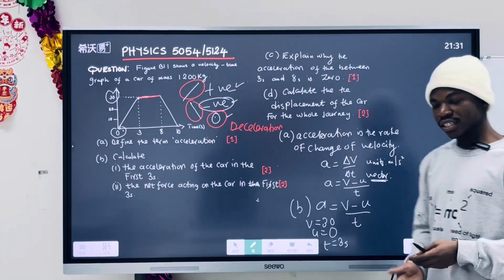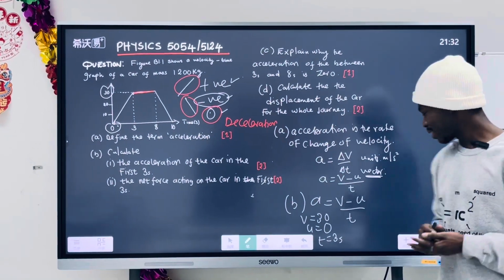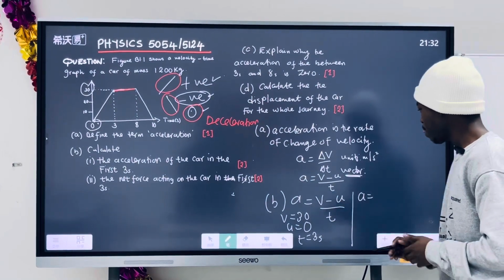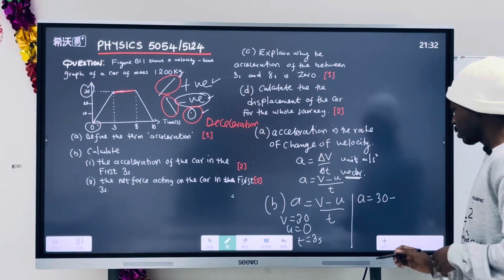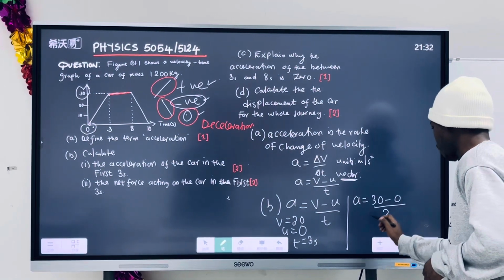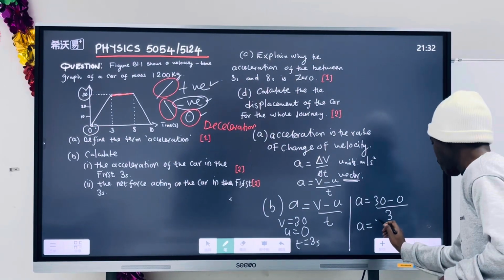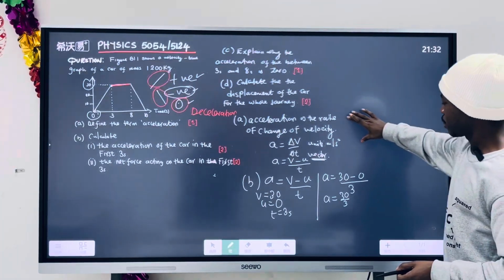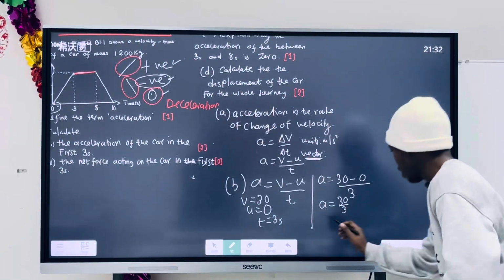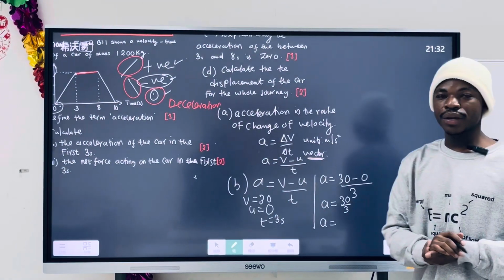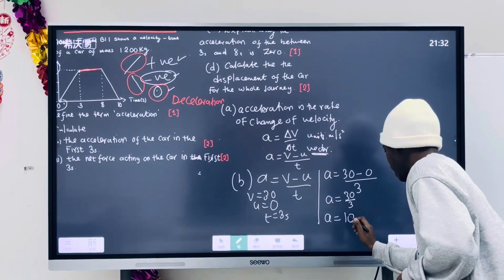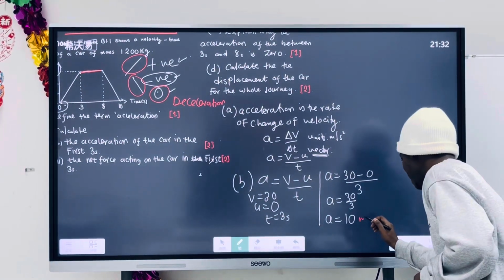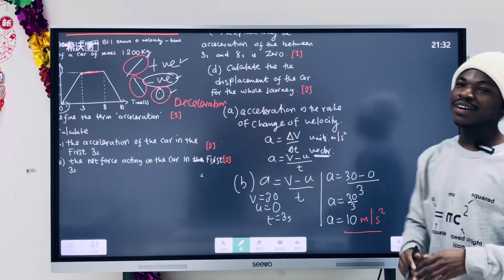So with these values, we just need to substitute in the formula there and find the acceleration. So our acceleration will be equal to V, which is 30, minus 0, divided by 3. So you can see that our acceleration will be 30 over 3. When we divide here, our acceleration will be 30 divided by 3, which is 10. So we have 10 there, but do not forget the units. So what are the units for acceleration? Meters per square second. And you get your 2 marks there.